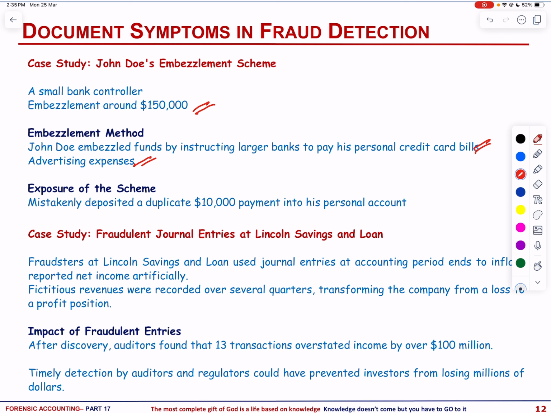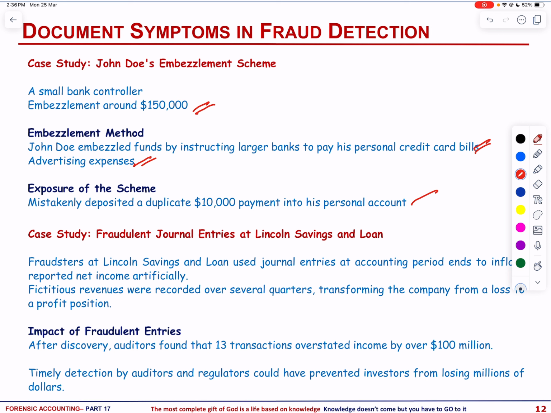Now, since the total advertising expenses were substantial, the slight increase caused by this fraud went unnoticed. As the controller responsible for accounting, he didn't even bother forging supporting documents for these entries. His scheme was exposed when he mistakenly deposited a duplicate 10,000 payment from a bank customer into his personal account. Upon realizing the error, the customer requested a refund, leading to the discovery of John's misdeed.